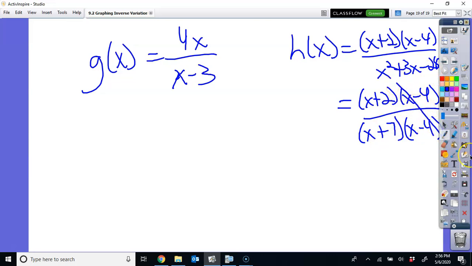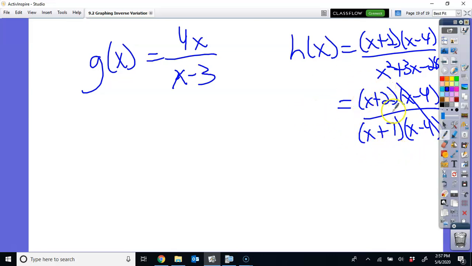This would cancel out, and that would simplify the function. We are going to talk about that later, but that would also cause what's called a hole in the middle of the graph. The x plus 7 on the bottom means I can't plug in negative 7 because that would be 0 on the bottom. There would be a vertical asymptote at negative 7. The degrees being the same on the top and on the bottom would make it division. 1 divided by 1 means there'd be a horizontal asymptote at 1.